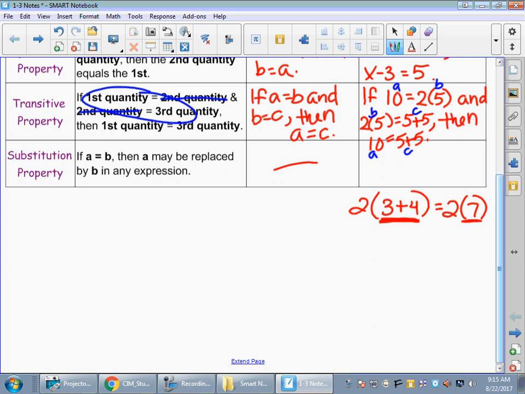Now, I know I broke my rule of working down the page, but what's going to happen in this section is they're going to give you a bunch of these rules, and you've got to identify it. So you're going to match it up, and you say, okay, well, the 2 didn't change. The only thing that changed from the left to the right side is we went from 3 plus 4 to a 7. What allows us to do that?